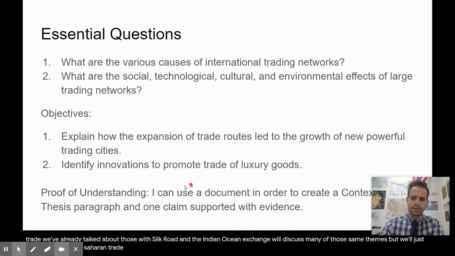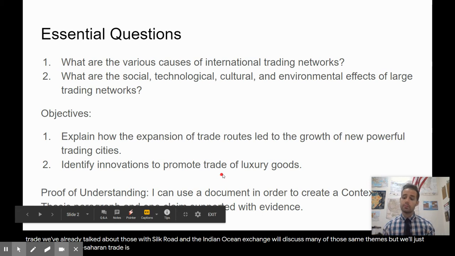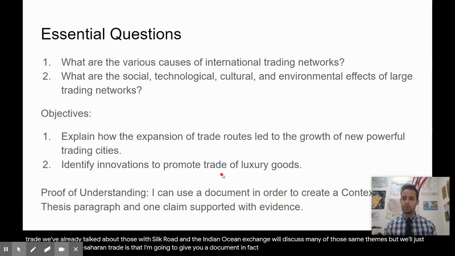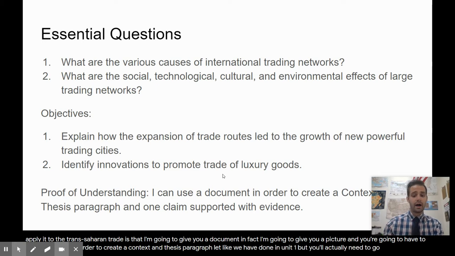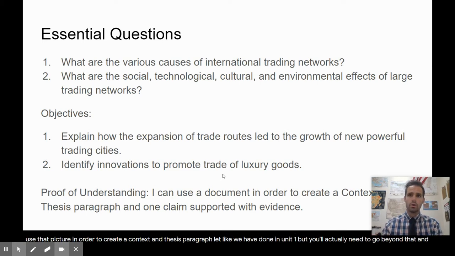Now, what we'll do at the end of our synchronous learning is that I'm going to give you a document. In fact, I'm going to give you a picture, and you're going to have to use that picture in order to create a context and thesis paragraph like we have done in Unit 1, but you'll actually need to go beyond that and create your own paragraph that has a claim and that you support with evidence.